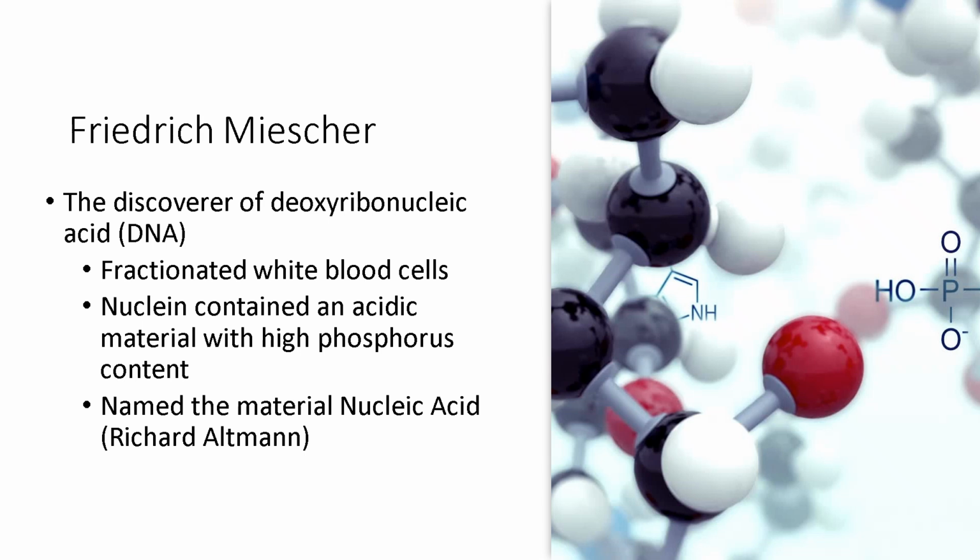Friedrich Miescher was the first to isolate what we now call DNA. He fractionated white blood cells and discovered a substance he called nuclein. This material was acidic, phosphorus-rich, and located in the nucleus. Later, Richard Altmann renamed it nucleic acid. At the time, Miescher didn't know its function, but he had discovered the physical basis of heredity.